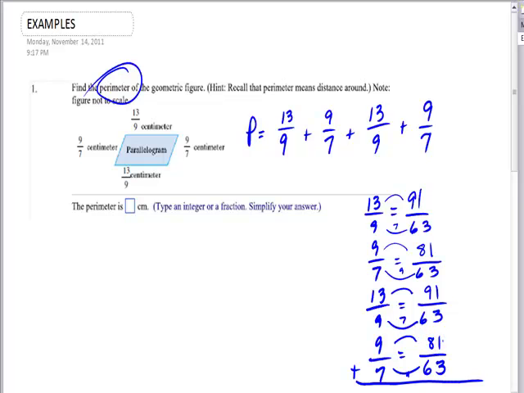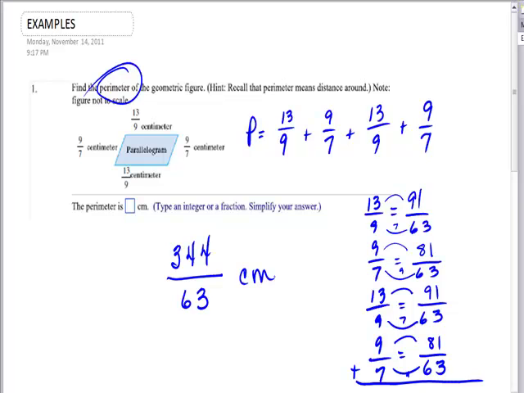I'm going to use my calculator to add those up. And that gives me 344 over 63, and this would be centimeters.